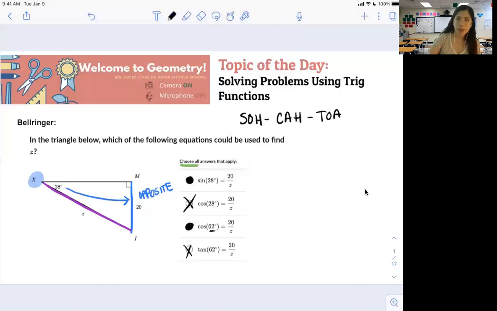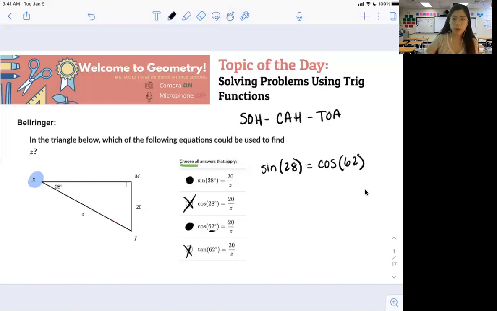90 minus 28 is 62. So 62 and 28 are complementary angles. So the sine of 28 is equal to the cosine of 62. And it goes the other way around as well, right? So the cosine of 28 is equal to the sine of 62. And 62 is what belongs in here. Any questions on the bell ringer?